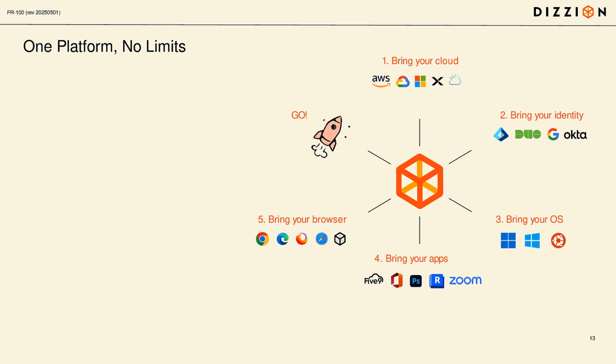Next, you have a choice of desktop operating system. Windows 10, 11, and Server Editions or Ubuntu Linux are available. Perhaps the most important is your applications. The Frame Remoting Protocol, or FRP, supports high-quality 4K video, audio, and video pass-through, and 3D GPU applications. Lastly, because Dizzion DaaS was designed for the web, users connect using most modern browsers compatible with Chrome or Firefox.